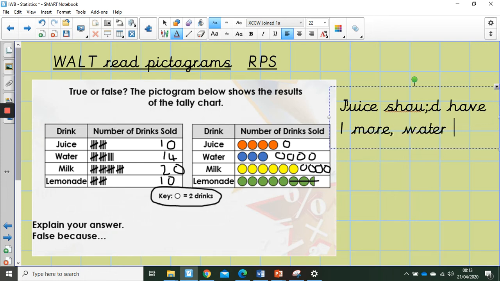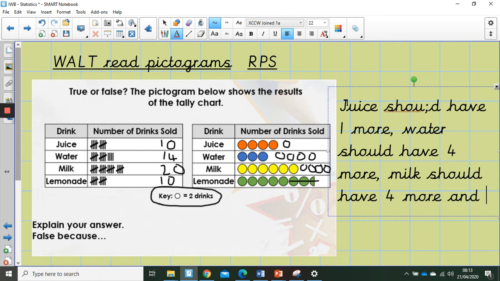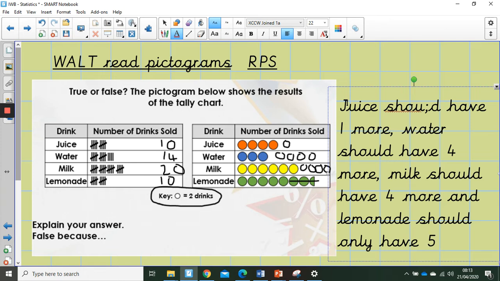Water should have 4 more. Milk should have 4 more. And lemonade should only have 5. Quite a long answer, and so that should explain to you what kind of answers we expect to see for this kind of question.